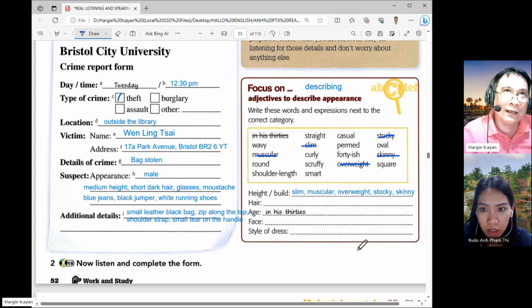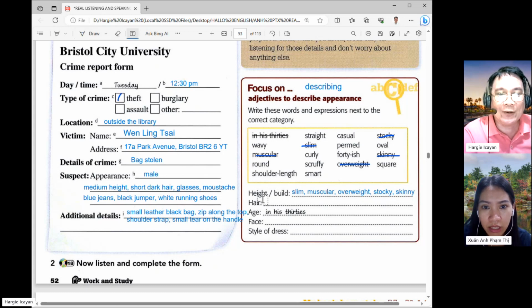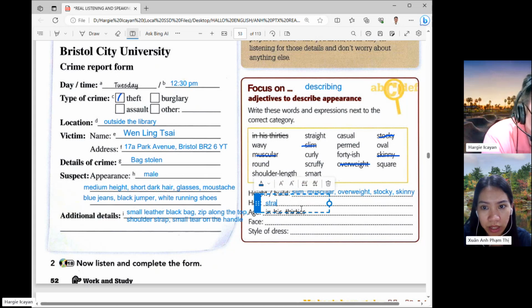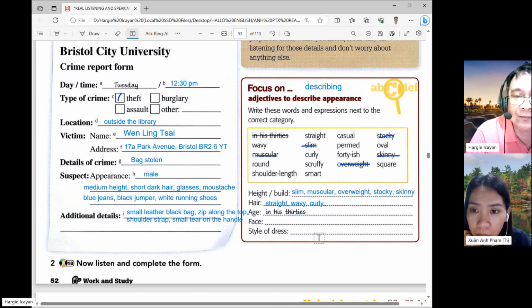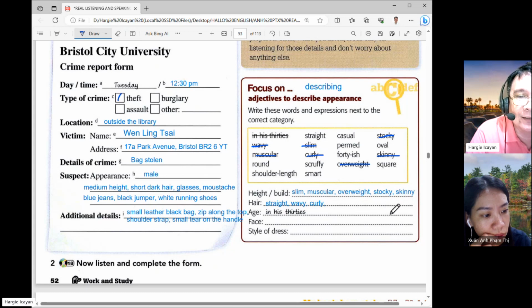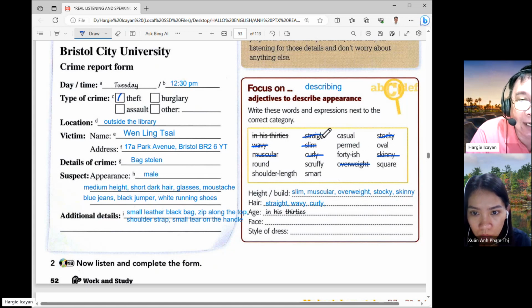So what words can we use to describe the hair of a person? Straight. Okay, we can say it has straight hair. What else? Wavy. Yes. Wavy hair. What else? Curly. Okay, curly, yes, of course. We have curly hair. Okay, wavy, curly. What else? Straight. Okay, what else? So we still have another one.